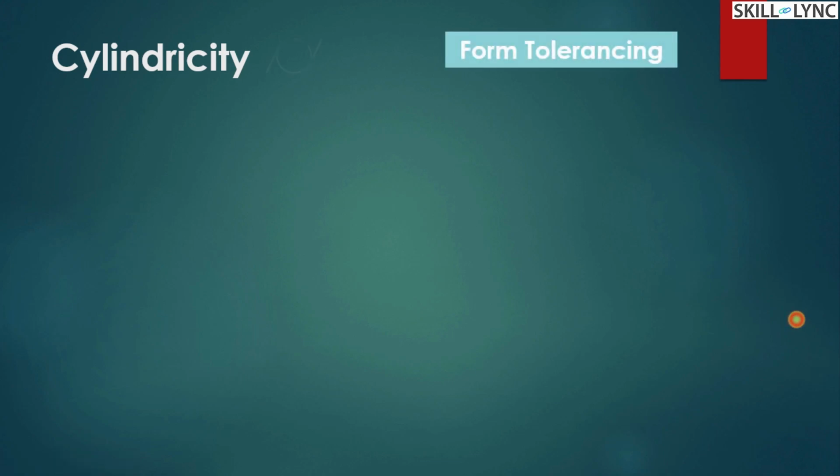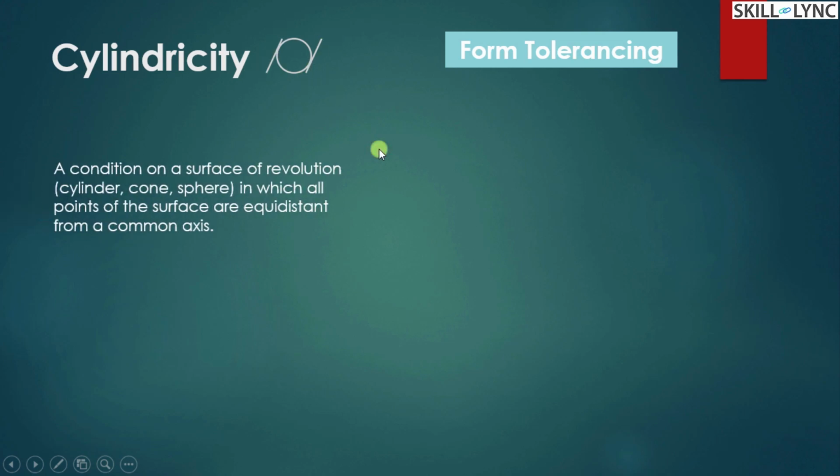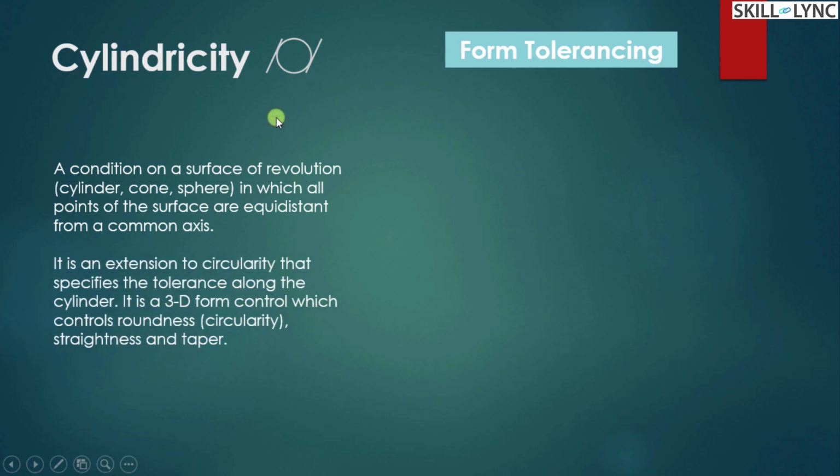So next form of form tolerancing, we have the cylindricity. So the cylindricity is represented by this, so that in circularity you have two tangential elements. So a condition on a surface of revolution, that is your cylinder, cone or sphere, in which all the points of the surface are going to be equidistant from a common axis. So that is your cylindricity. So this is the extension to your circularity function. Okay, so it extends from 2D to a 3D based form control, which controls the roundness, that is the circularity, as well as it also controls the straightness and taper of your 3D form.